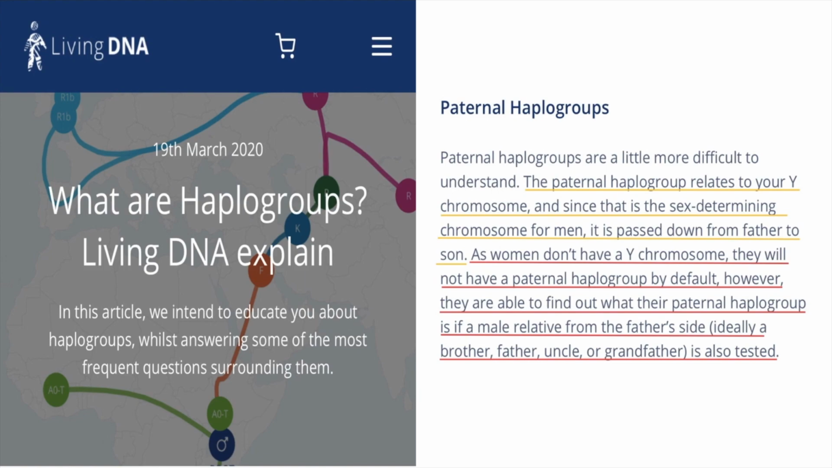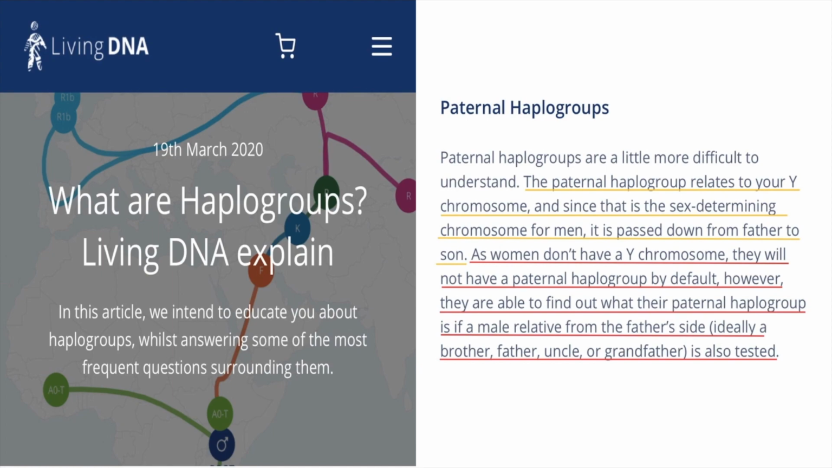So to simplify this, the Y chromosome is passed down from father to son, father to son, father to son, and women do not carry this Y chromosome. But if a woman wants to know the male lineage of her male relatives, the men will have to take the test, such as a brother, an uncle, or a father.